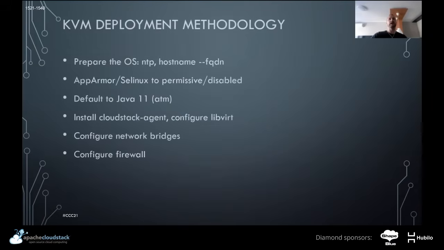And also let's quickly cover KVM host deployment methodology. So basically we're going to again prepare the operating system, ensure time synchronization, host name, SELinux, again Java 11. It will be pulled in automatically as a dependency when you install the agent. I think I missed here to add that we need to create a repo, which we obviously have to do. And at the very end we will do the network bridges configuration. I'm going to show you some hopefully interesting diagrams for that one.